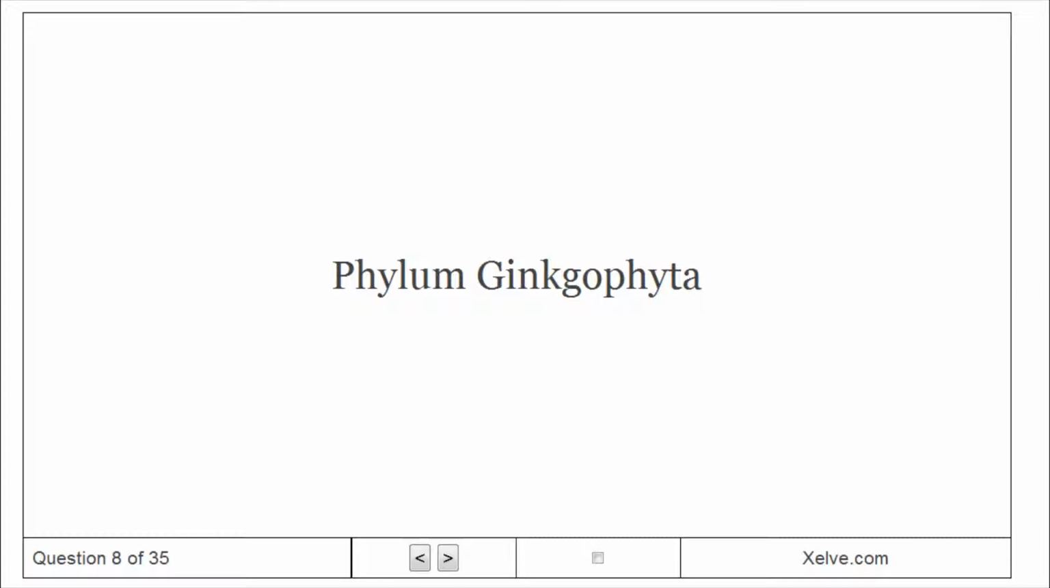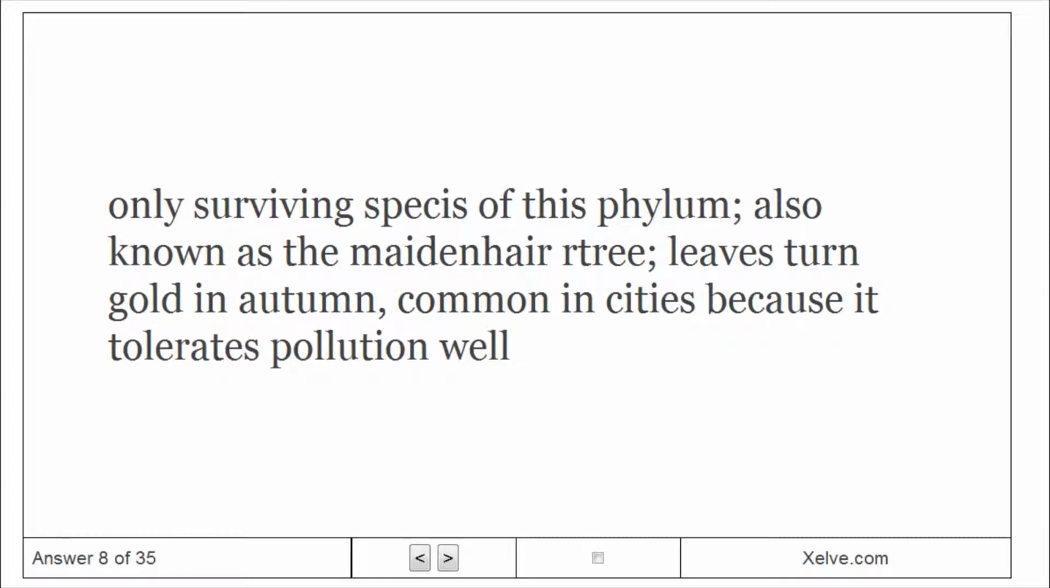Phylum Ginkgophyta. Only surviving species of this phylum is also known as the maidenhair tree. Leaves turn gold in autumn, common in cities because it tolerates pollution well.